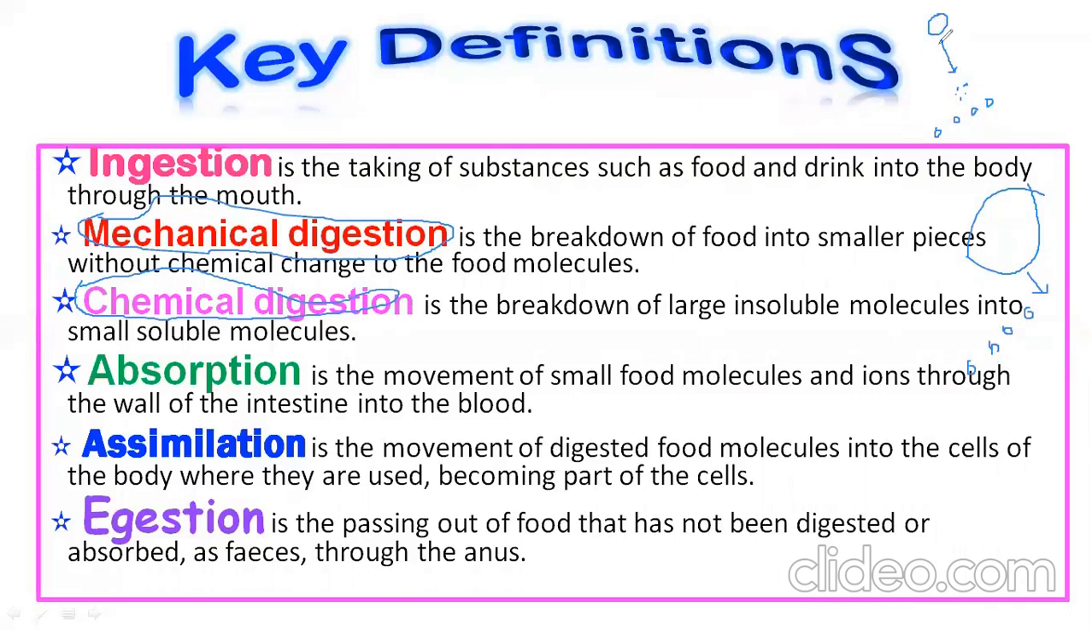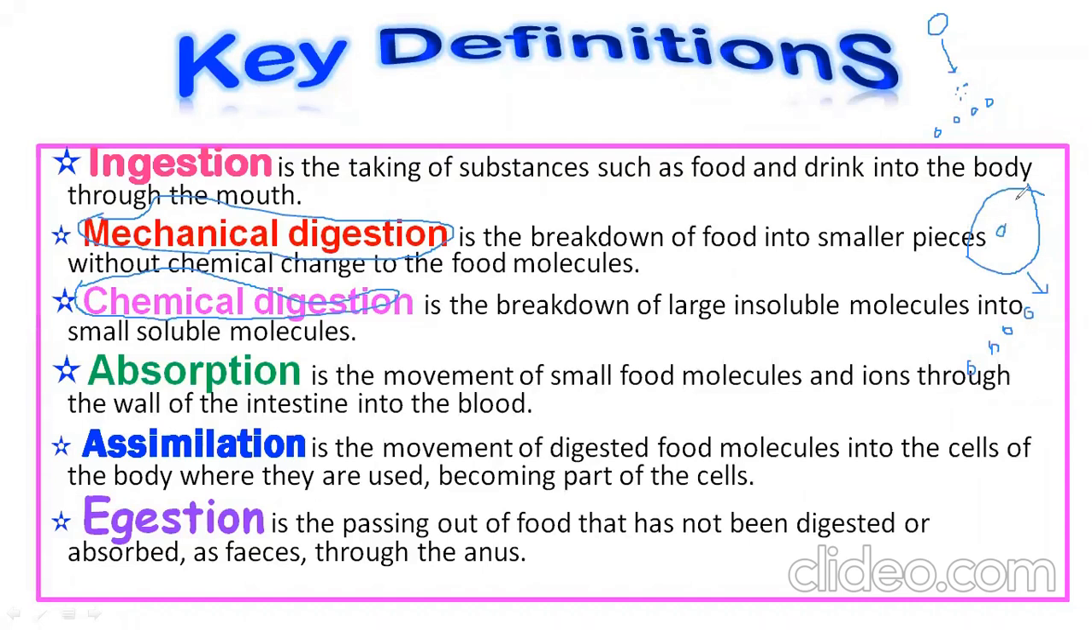Mechanical digestion converts food, the big or large molecule, into small molecules in order to expose each part of that molecule to enzymes, increasing the surface area for the action of enzymes. In simple words, let's suppose it's a large molecule right now. The enzyme can reach only these surfaces, but it cannot reach the middle.